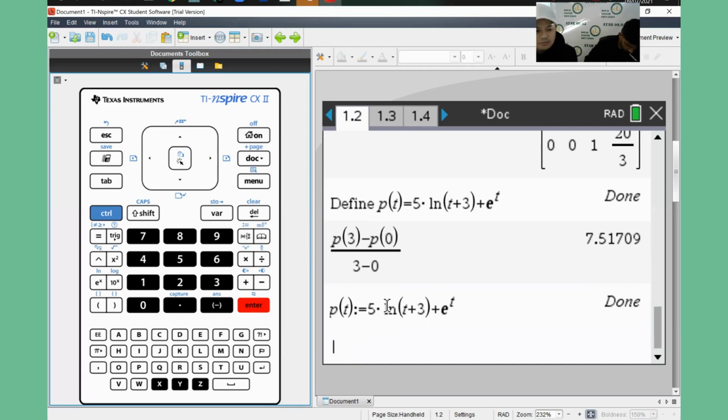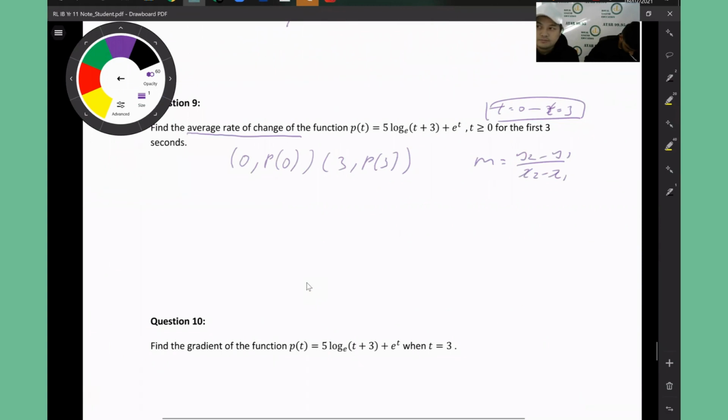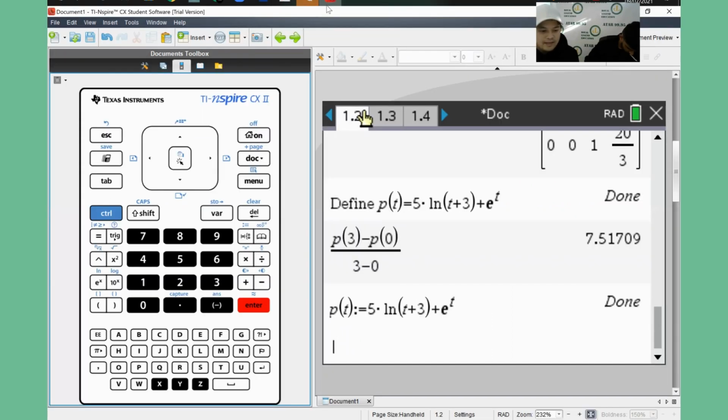All right, last one. Last one, you may not know how to do it. Differentiate at one point, gradient. So we differentiate and substitute in 3, but your calculator cannot differentiate.